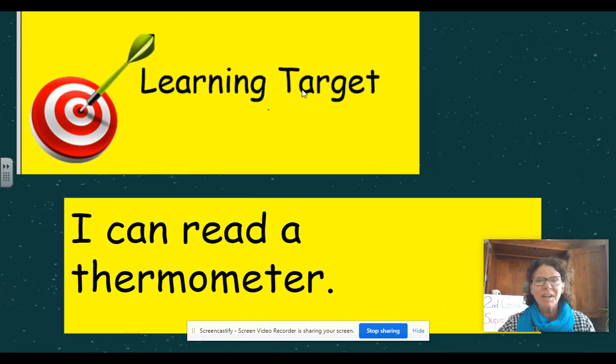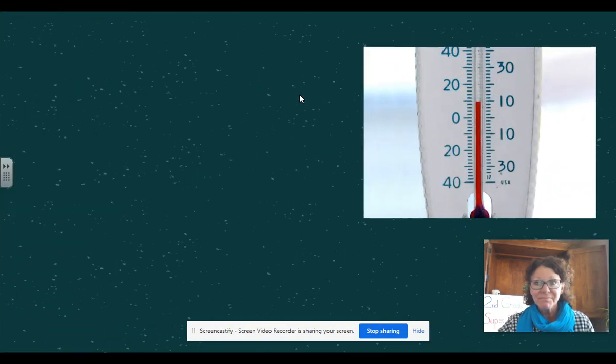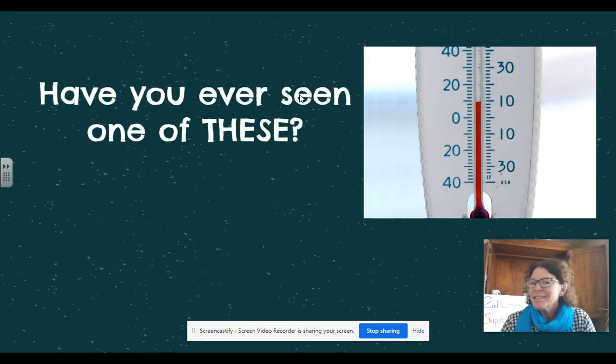Today, we're going to focus in on one of the important weather measuring tools called a thermometer. Have you ever seen one of these? I bet you have. People have them sometimes if they're in their houses, outside of their houses. A lot of times people will check the weather on their phone, but a thermometer is often used to read and tell the actual temperature.